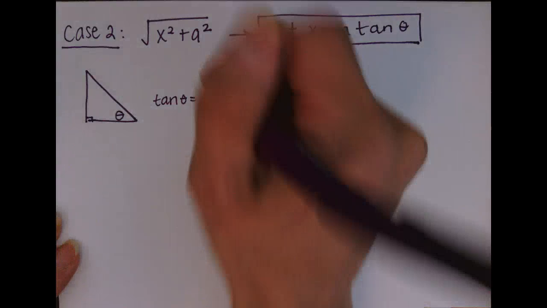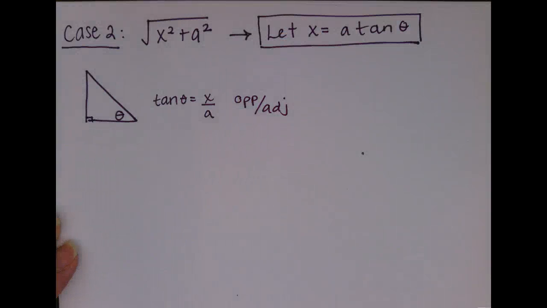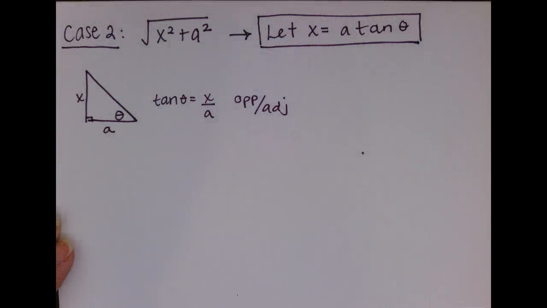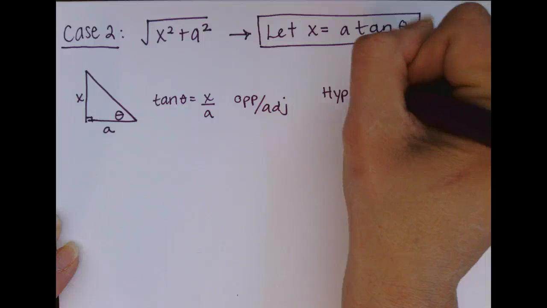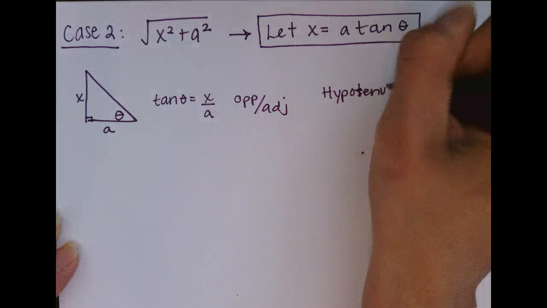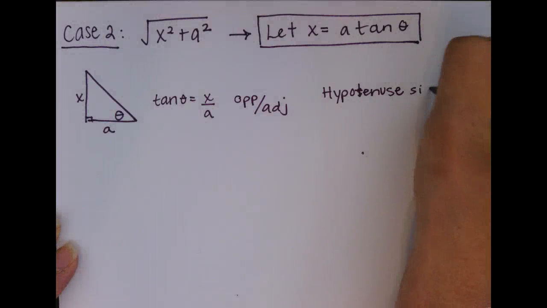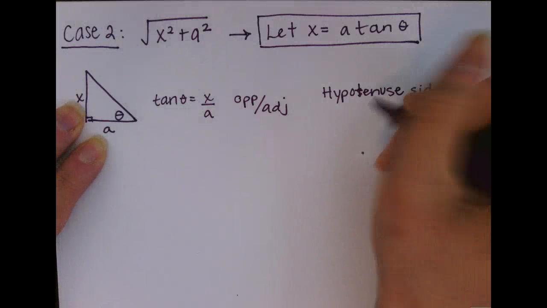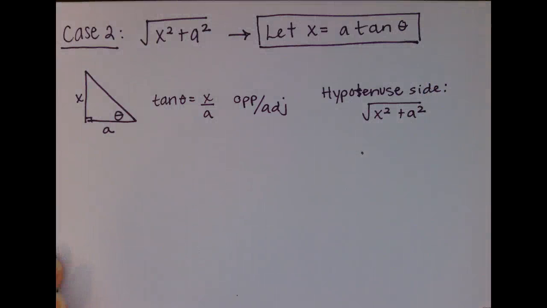So remember, tangent is opposite over adjacent. So that means that the length of the side opposite of theta is going to be x, and the length of the adjacent side is going to be a. If we solve for the hypotenuse side in this triangle, we're going to use the Pythagorean theorem again, giving us that expression, the square root of x squared plus a squared.